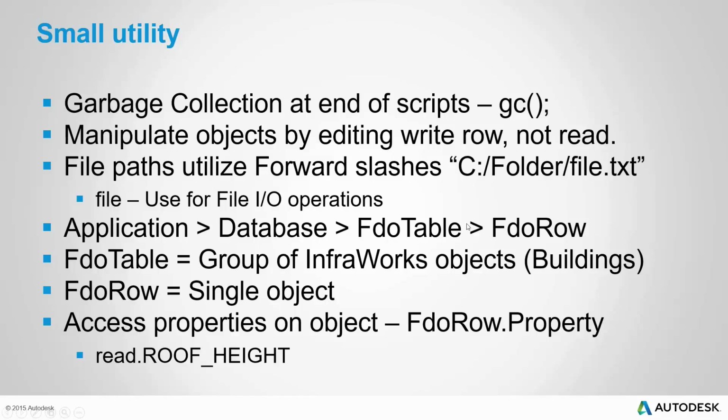And this next line is basically the flow of the objects. To get down to a single object, this is how you have to get there. You have to go through the application, to the current database, to the table, and then to the row. And each row is an actual object. So an FDO table is a group of InfraWorks objects, for instance buildings, and then an FDO row is an actual single object. To get to the properties on those objects, say for instance the name, or in this case the roof height, you access it through dot access. So it's going to be read dot, or whatever you call the read accessor, or the write dot, and then the actual property name, and that'll get you to that property to be able to edit.